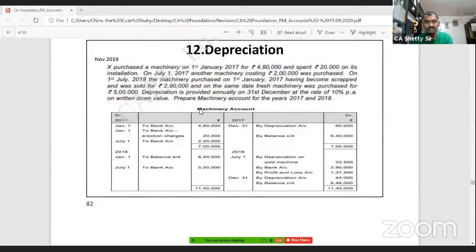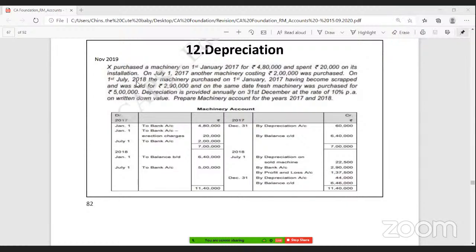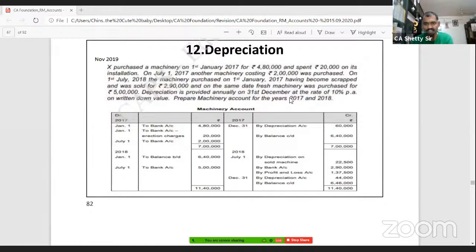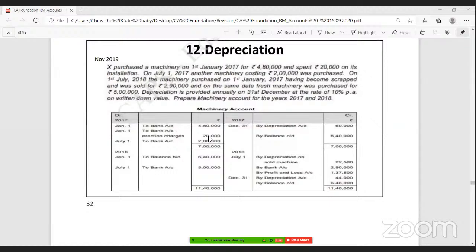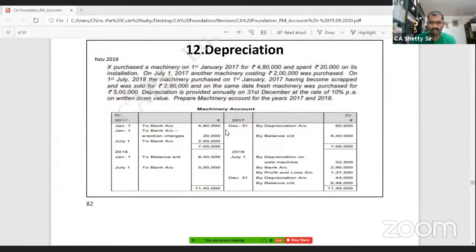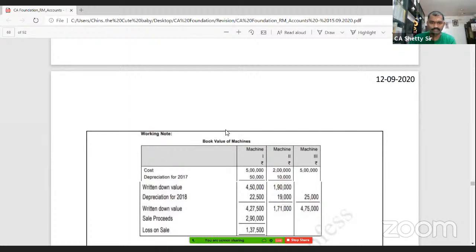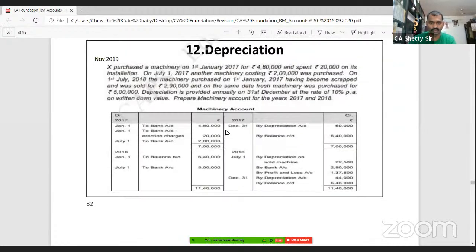Debit side. Yes, sir. Then what happened? Continue. On 1st July 2018, the machinery purchased. Wait. So they are following the December financial year. Before 1st July 2018, you have to close it by depreciation account. You have to calculate the depreciation. What is the depreciation rate? They said 10% per annum on reducing balance approach. You have to calculate the depreciation for the period for 5 lakh. All of you listening? You have to give a working note. It is not given, so you have to give a working note.